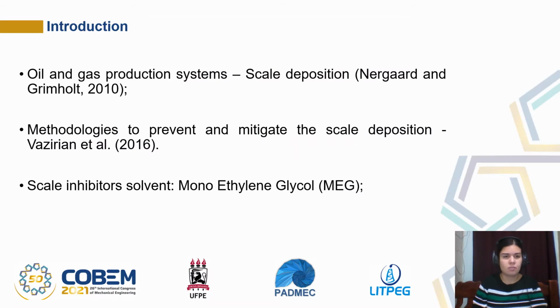In oil and gas production systems, when properties such as pH, temperature, pressure, and concentration of dissolved ions in the injected water are modified, the chemical equilibrium is disturbed, causing the precipitation of dissolved ions and scale deposition. This threat to flow assurance has been an issue addressed in the search for an effective methodology to prevent and mitigate losses from this phenomenon.